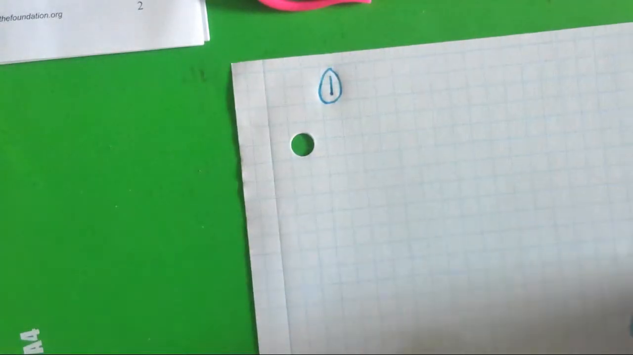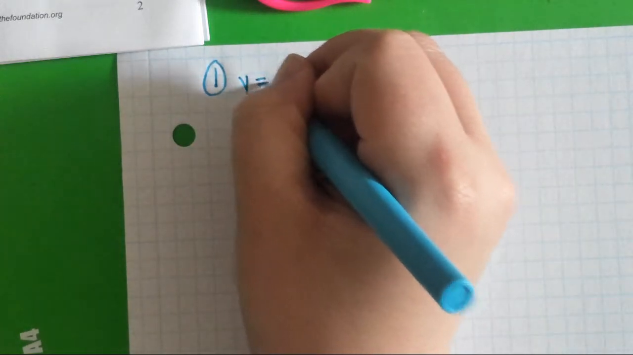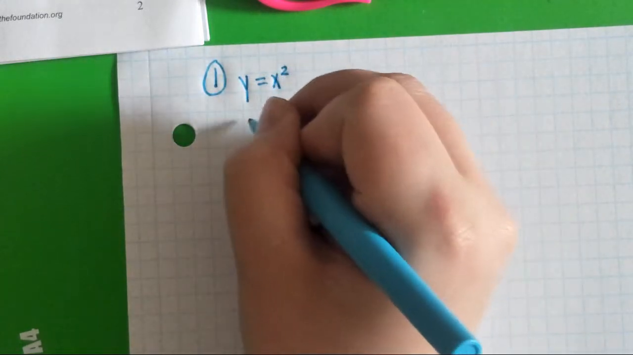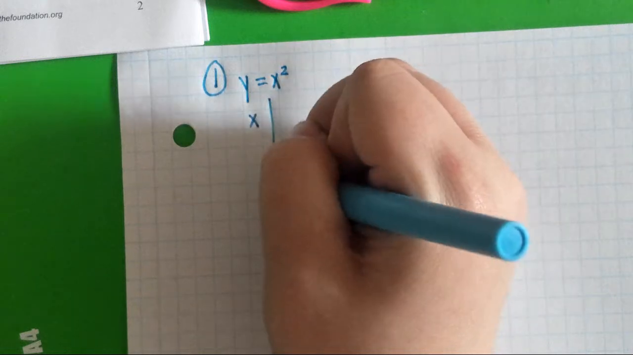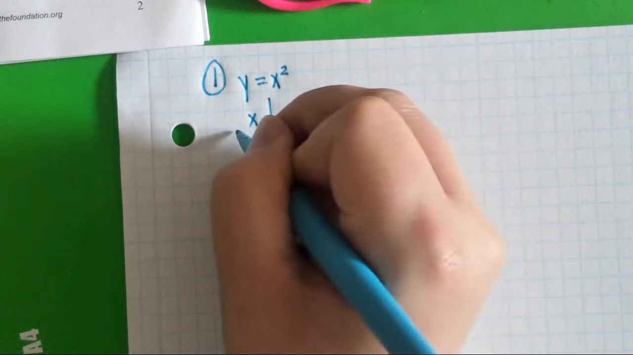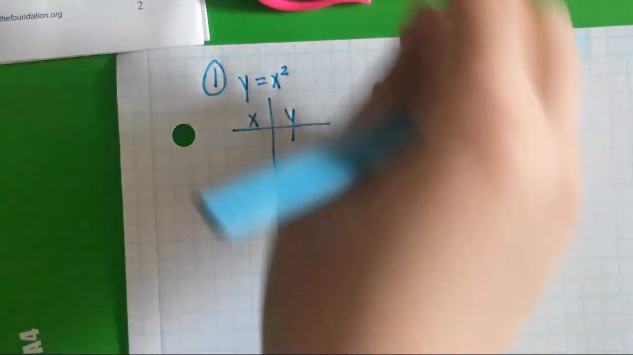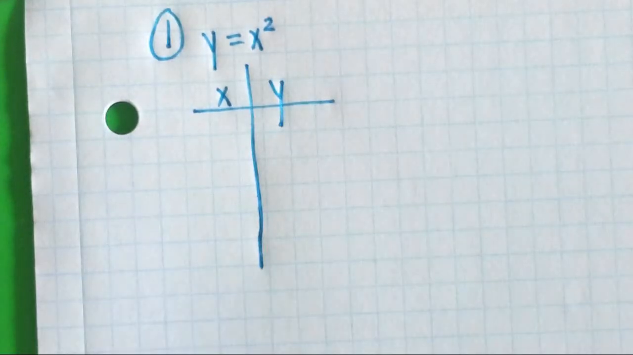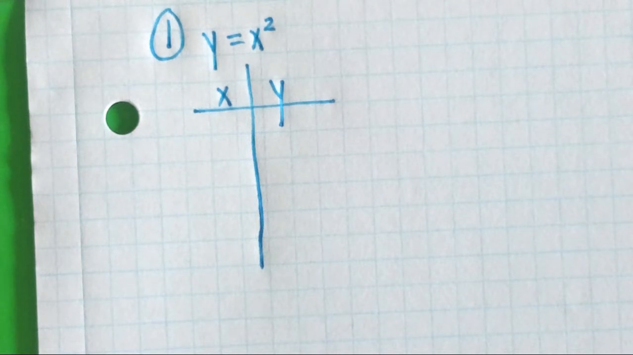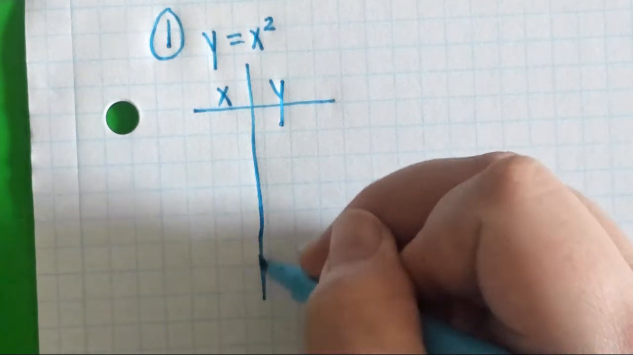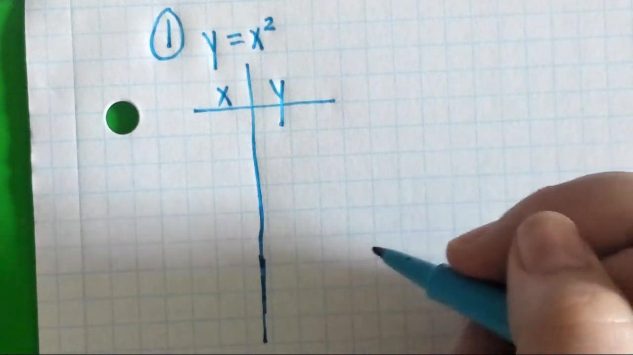So number 1, I'm supposed to complete a table of values for y equals x squared. So I'm going to make me a table of values. And I get to decide what sort of range I should use. Should I plug in 100 points? From negative 100 to positive 100, what sort of range should I use? 10 to 10, so we have 20 points.